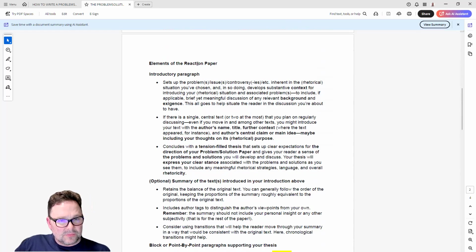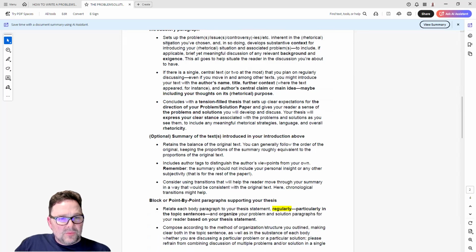I've got to change this. This is a typo. From the reaction paper, actually. Here, I want to draw your attention to this middle point. In the reaction paper, when we were focusing on one text or an author to react to, here with the problem solution paper, there's no requirement to do that, obviously.